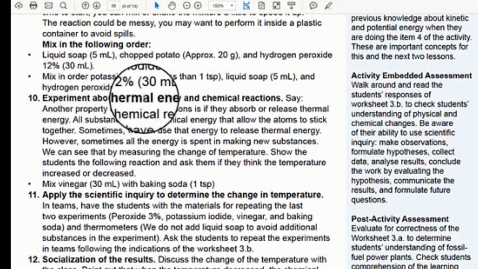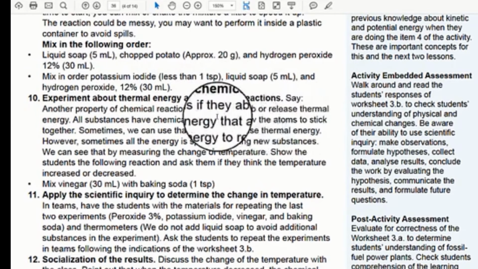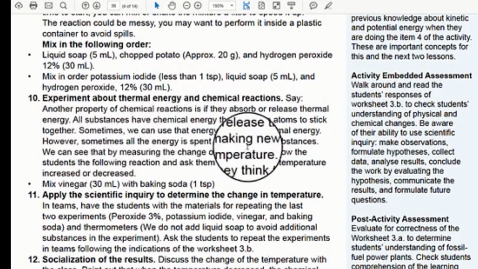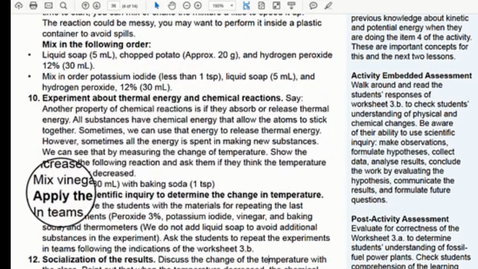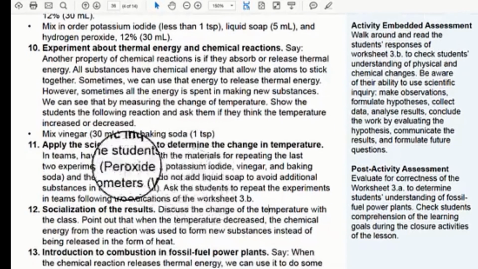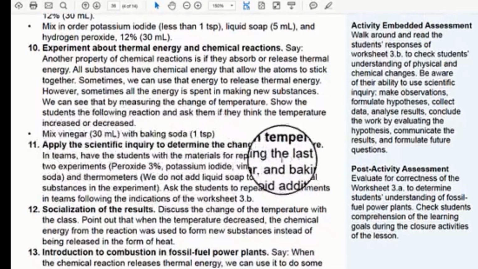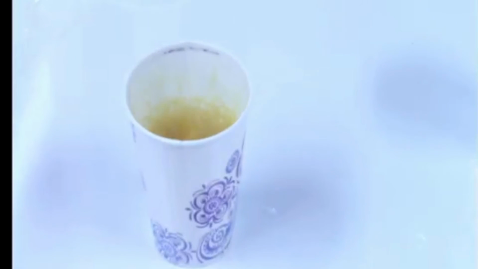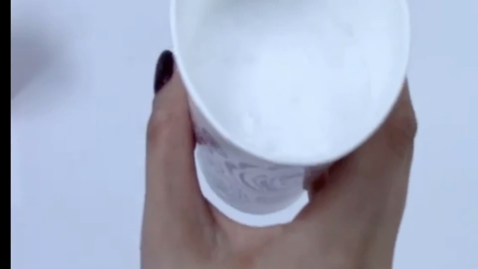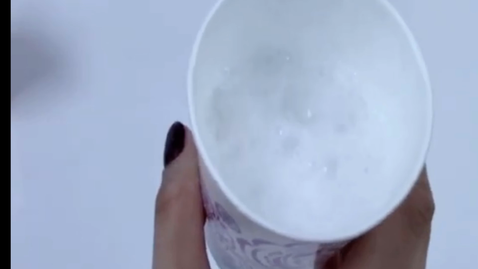The following experiments show students how chemical energy can be transformed into thermal energy by measuring the temperature in a chemical reaction. Thus, the experiments using peroxide and potassium iodide and the vinegar and baking soda show how the temperature changes when a chemical reaction is happening.